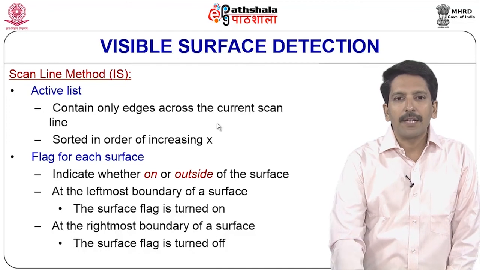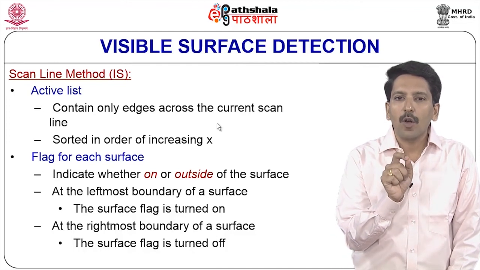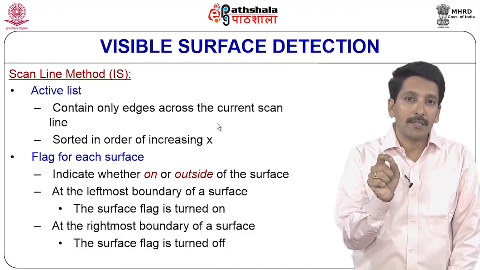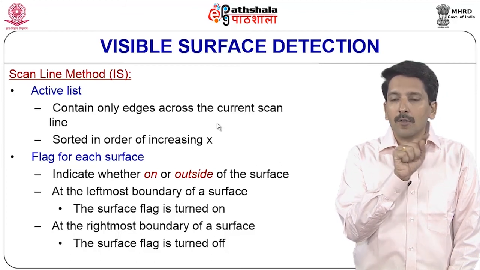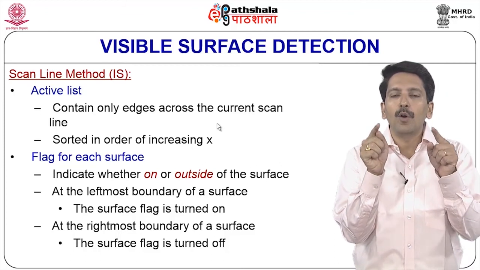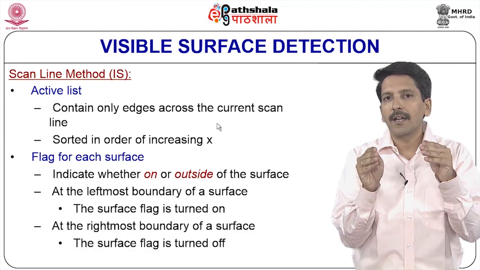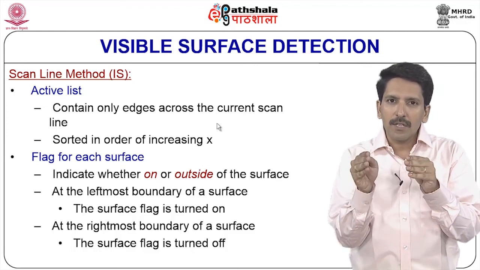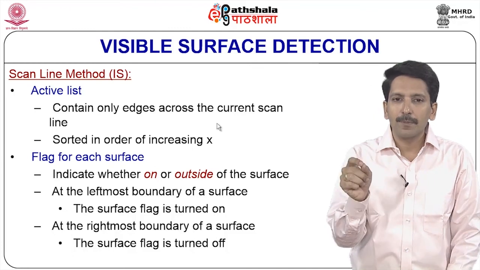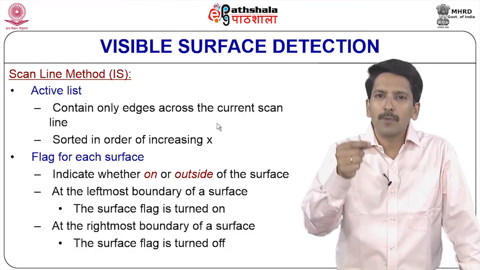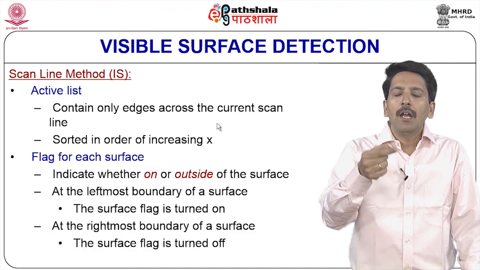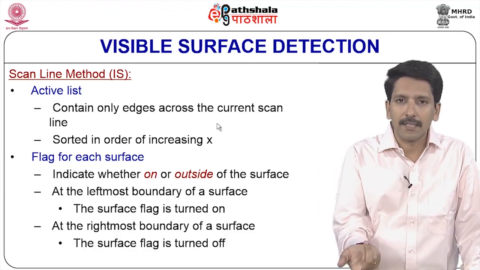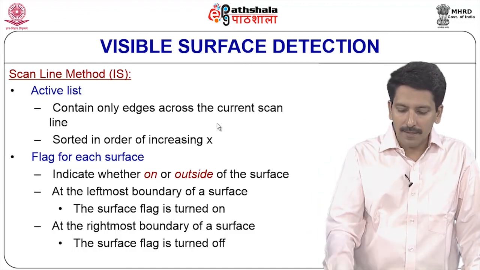Flag each surface and indicate whether it is on or outside of the surface. As I said earlier, as long as we are between the 2 edges of a surface on a scan line, the surface should be on. When we are outside of the surface, it should be off. On or off means we are taking the color of that surface pixel, or we are not.